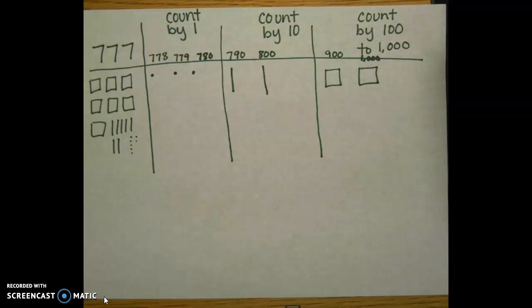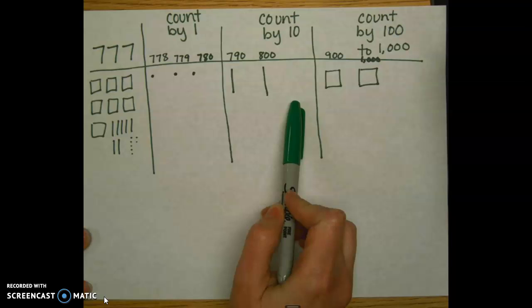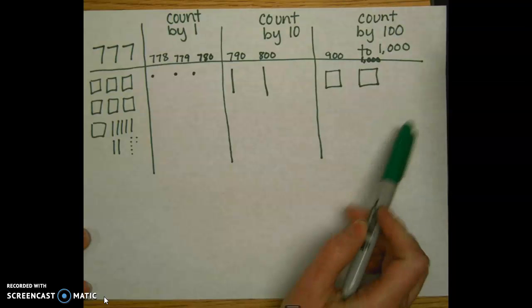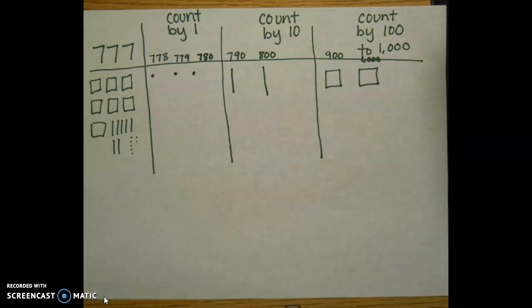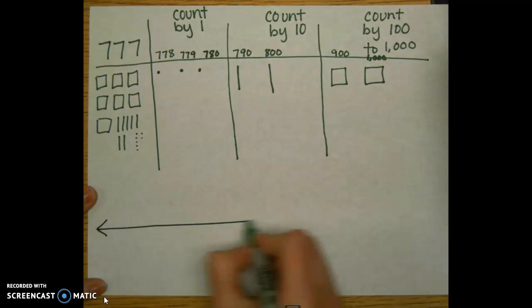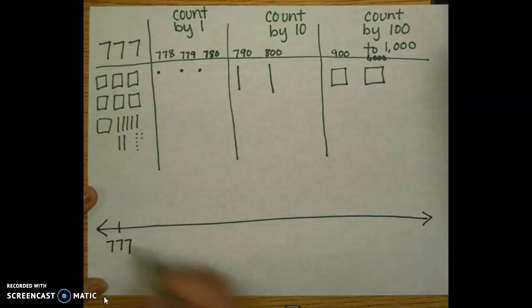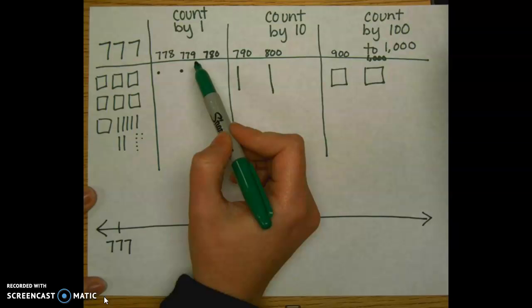So let's remember what we did with the number 777. We counted by ones, then we counted by tens, then we counted by 100s to get to 1,000. So what does this now look like on a number line? Well, I'm going to start a number line like this. 777 is over here.